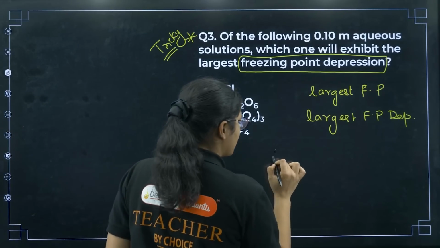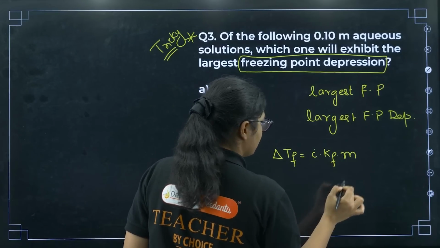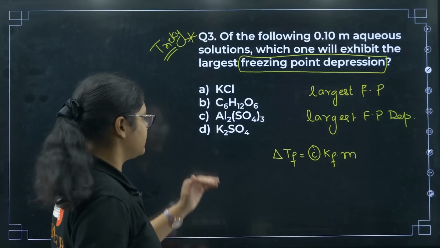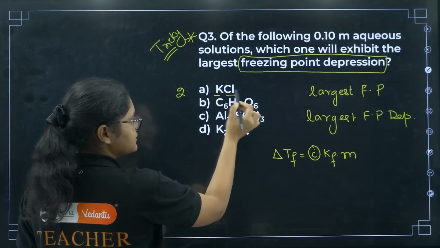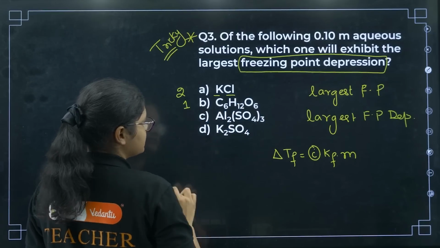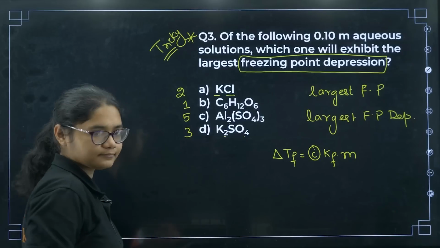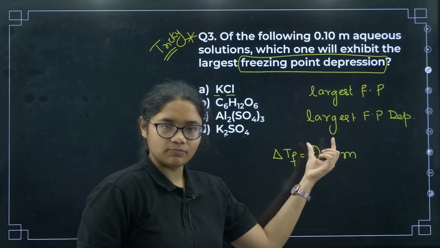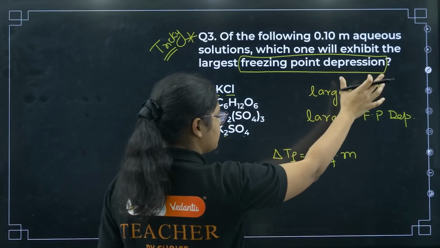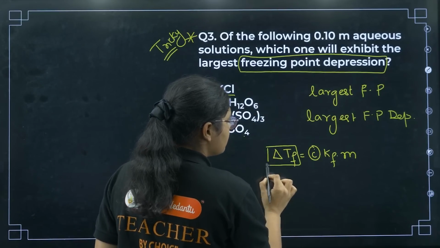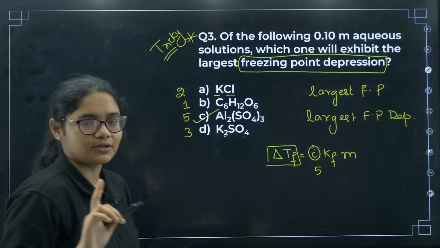First of all, we know that delta TF is equal to i into KF into m. The i value we have to find out, in which case the i value is higher. This is 2 here because K plus and Cl minus. This is a non-electrolyte, so here the i value is 1. Here we will have 2 plus 3, 5. Here we have 3. So if the i value is more, delta TF will also be more. So for freezing point depression, the largest delta TF will be where the i value is equal to 5 here. So the correct answer is option number C.